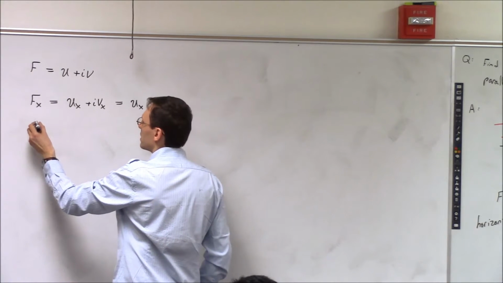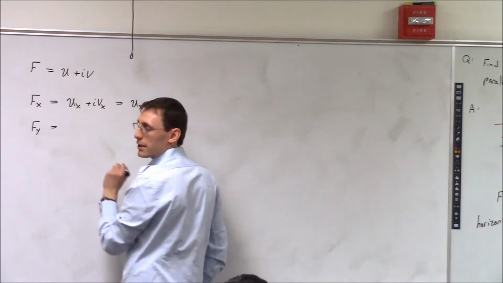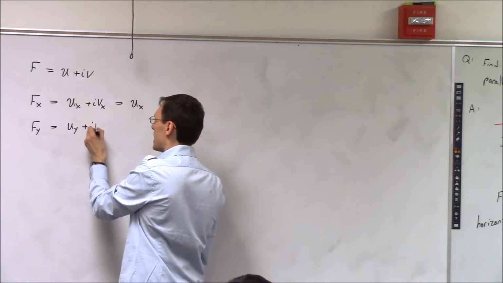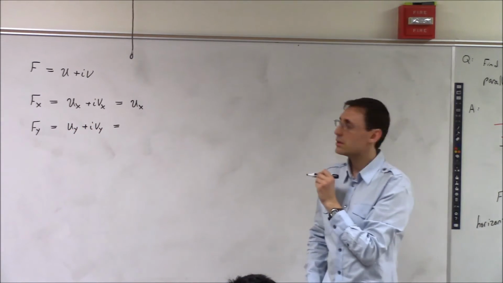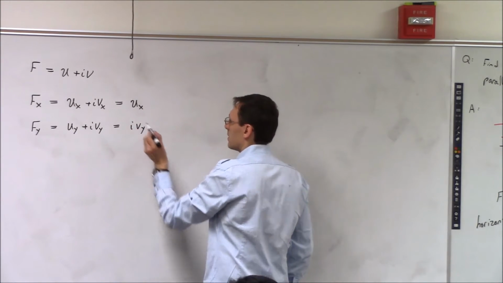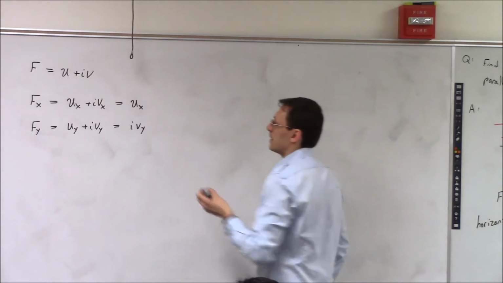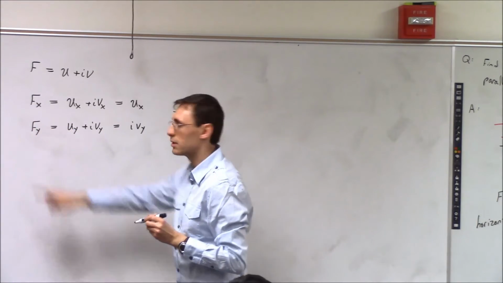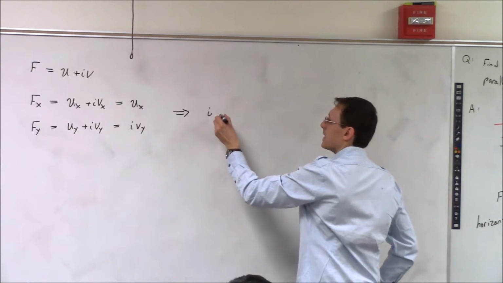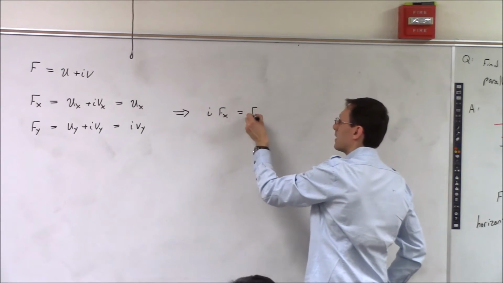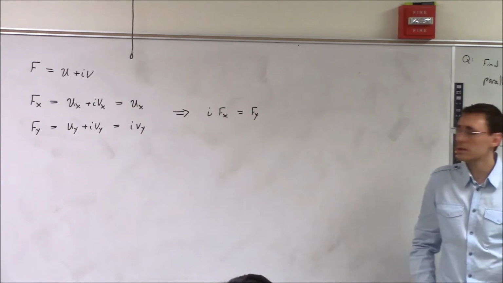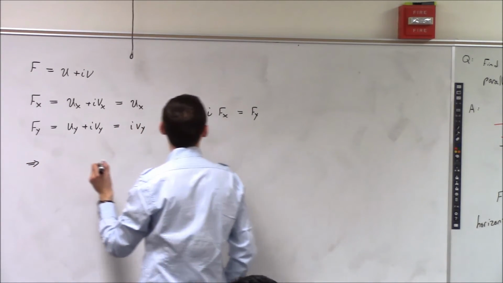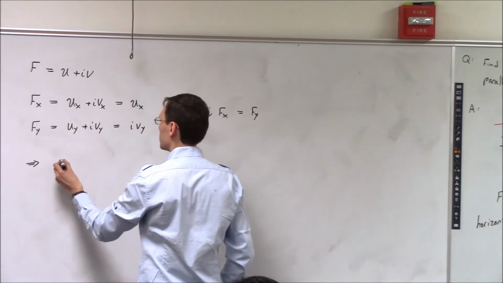And what we have also is that the partial derivative with respect to y is going to be u sub y plus i v sub y, which is equal to i v_y, right? And what does this imply? It implies that if I rotate this vector by i, I will get that vector. So if I take i times f_x, I will get f_y. That's because I'm assuming it's holomorphic. That's what I did, right? So that implies that u_x is equal to v_y.